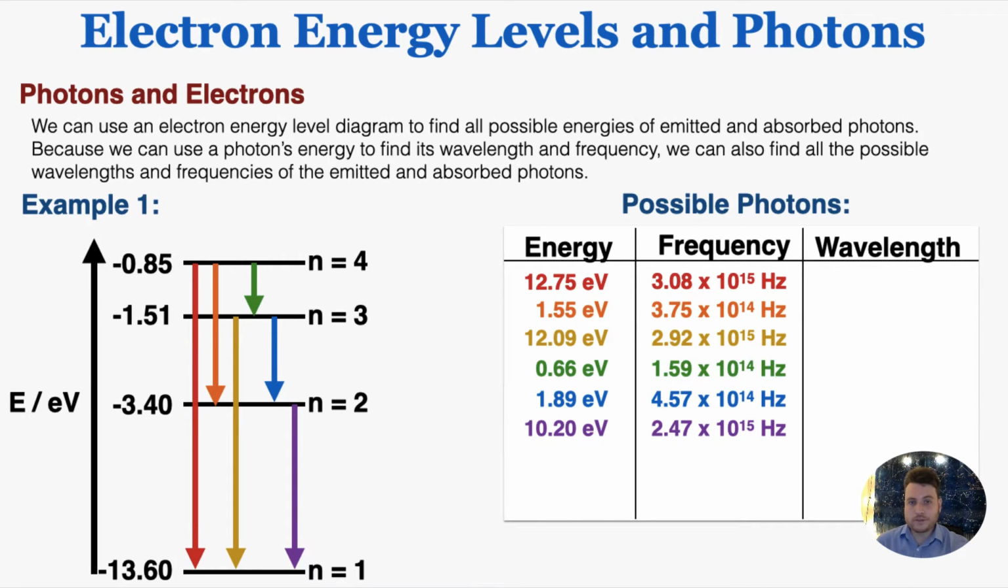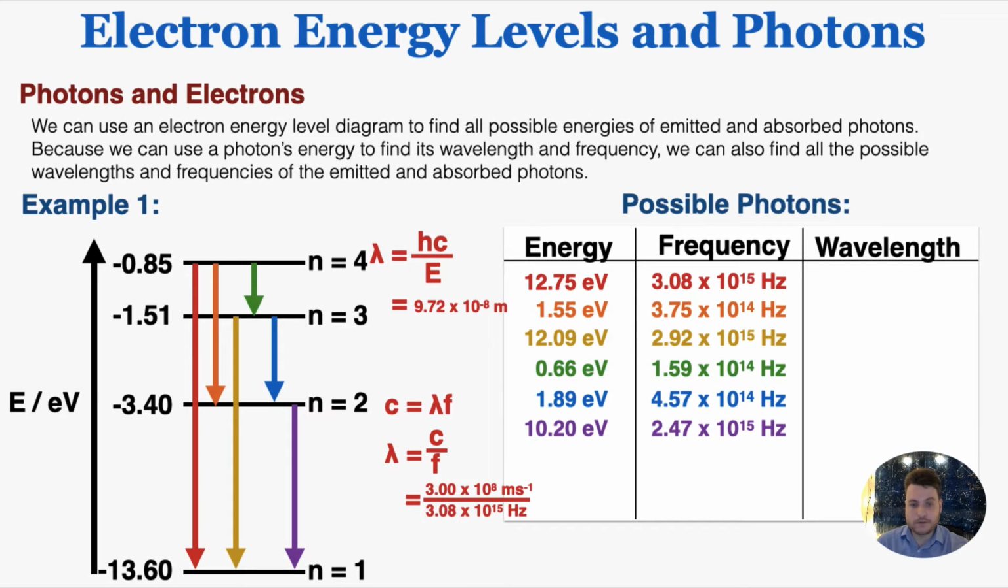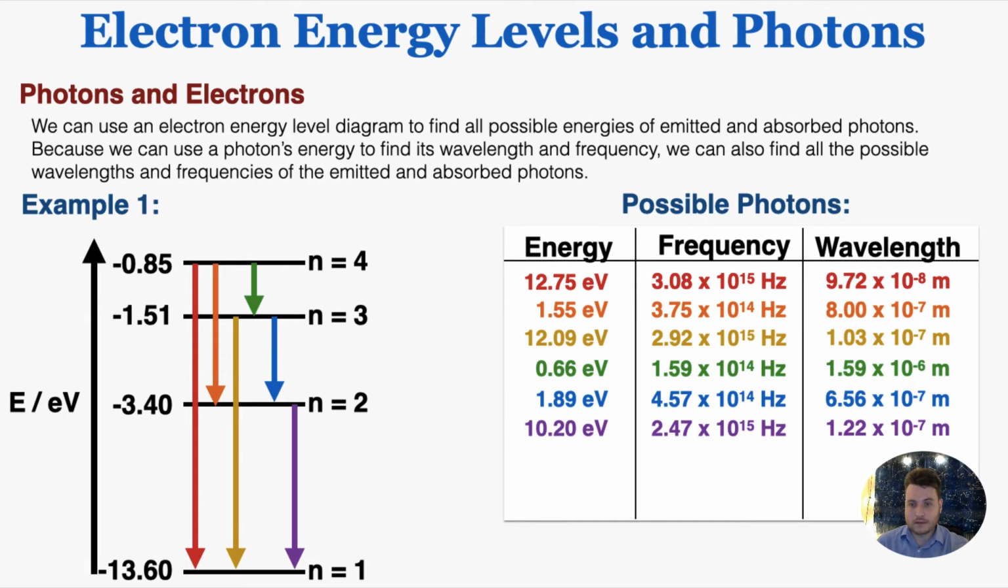If you have the frequencies already, there are actually 2 ways you can find the wavelengths of photons. You can either use the wavelength equation that uses the Planck constant, and if you did that, you would get this value. You can also use the fact that the speed of light is equal to its wavelength times frequency, so since you already have the frequency, you could also just divide the speed of light by the frequency to find the wavelength. So that would be the wavelength of the first photon, and these are the other wavelengths.